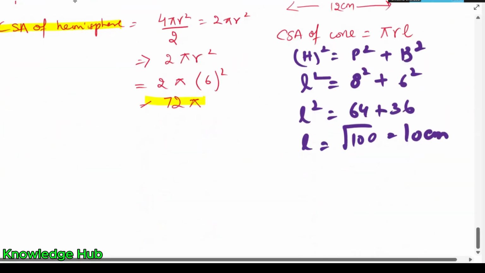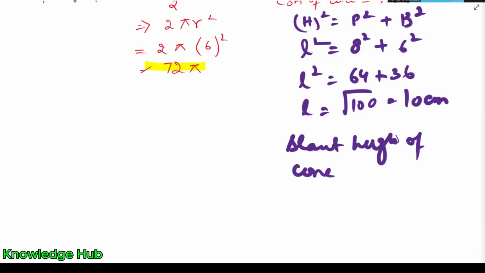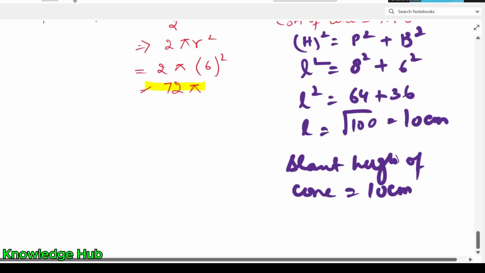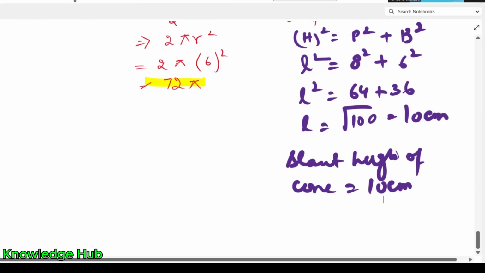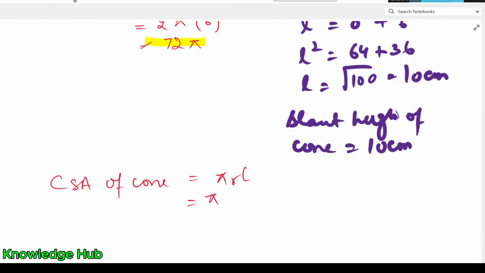That's not the length, sorry, it's the slant height. So the slant height of the cone is 10 centimeters. So the curved surface area of the cone that we'll be needing was pi r L. Pi, just keep it as it is. The radius was 6 and the slant height was 10. So that makes it 60 pi.